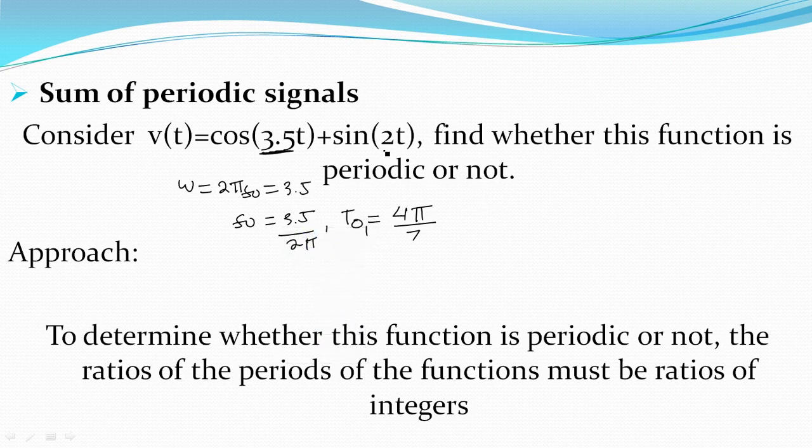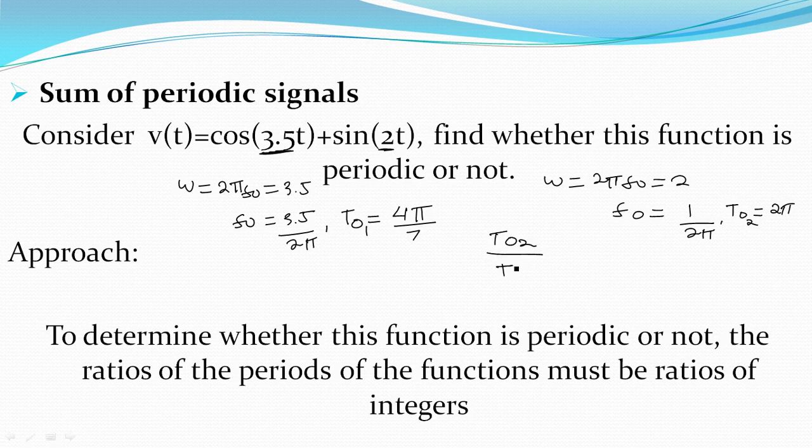Kunin natin yung T02 from sine 2t. So, omega equals 2 pi f naught is equal to 2. Fundamental frequency is equal to 1 over 2 pi. So, yung fundamental period is 2 pi. Okay? So, this is T02. Check natin, pag dinivide ba natin yung dalawang yan, rational yung magiging sagot. Okay? So, T02 over T01.